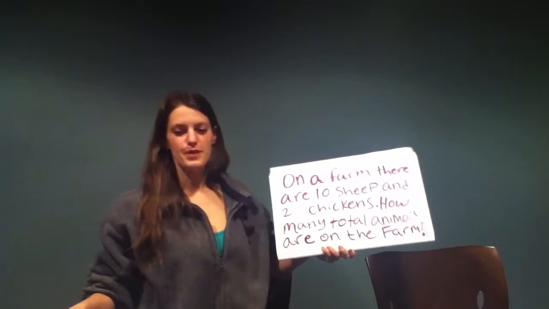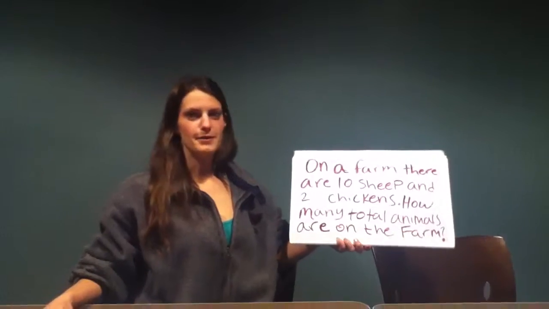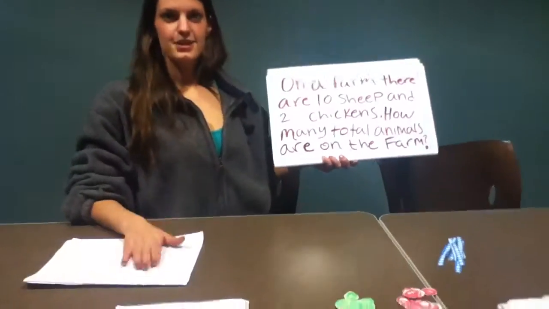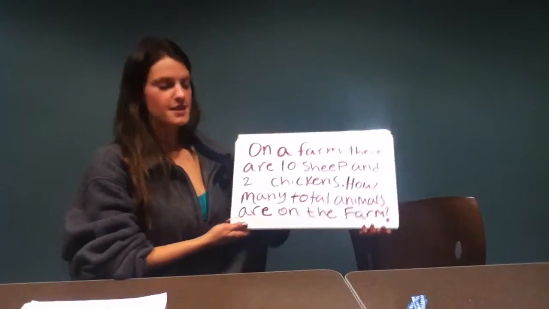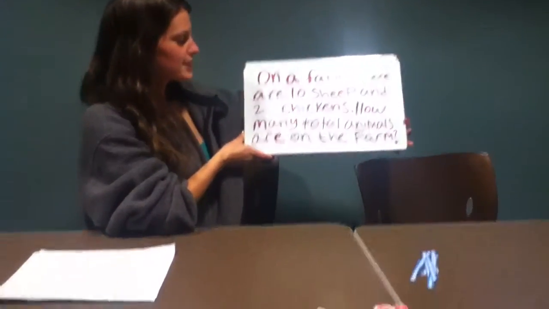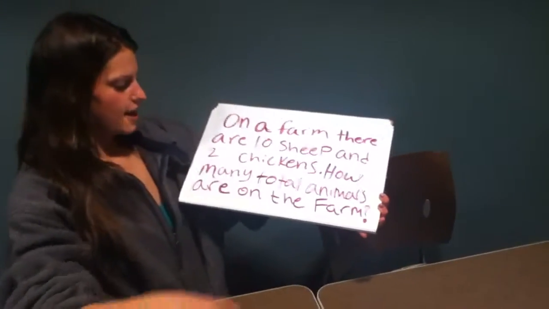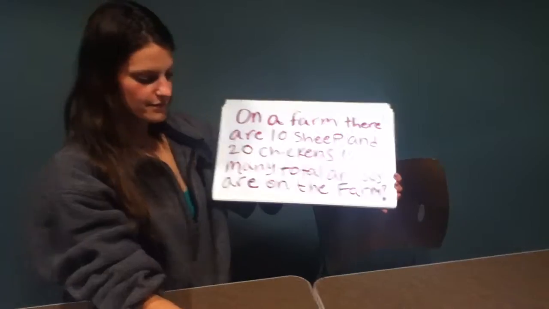Okay, this is a word problem for first graders, and we will be solving the word problem using skip counting and using the 10 frames. But first we're going to do the 10 frames. The word problem states, on a farm there are 10 sheep and 20 chickens. How many total animals are on the farm?